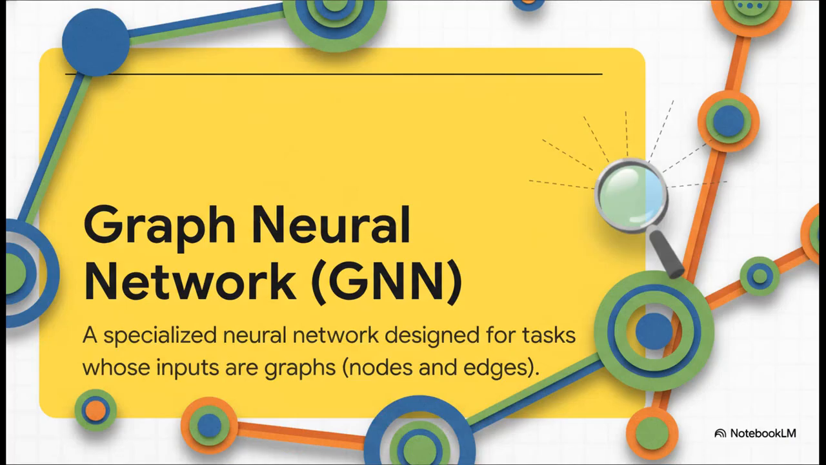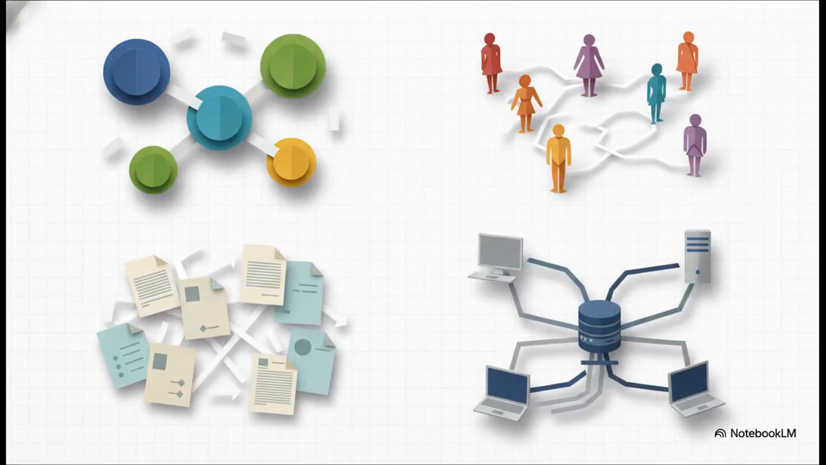So what in the world is a graph neural network, or a GNN for short? Well, to put it simply, it's a type of AI that's built from the ground up to handle data that looks like a network. It thinks in terms of nodes, which are just the individual points, and edges, which are the lines connecting them. And what's really wild is once you start looking for this structure, you see it everywhere.